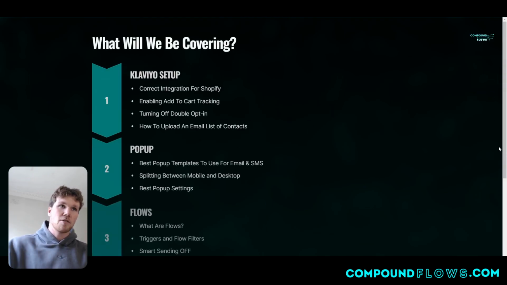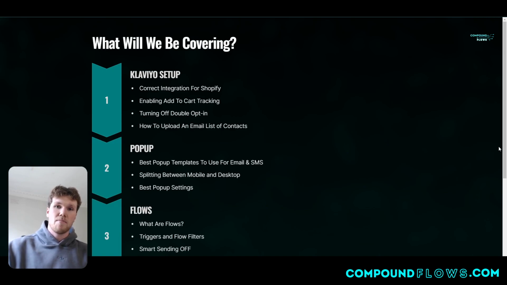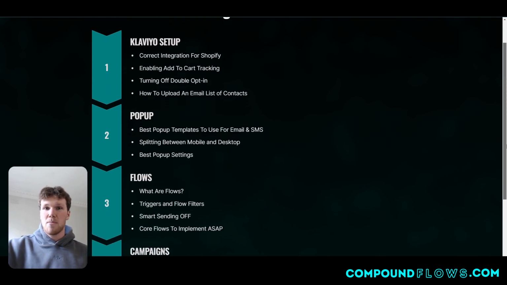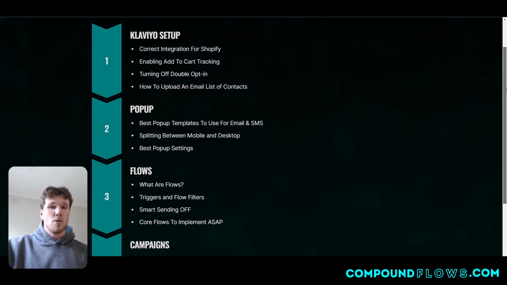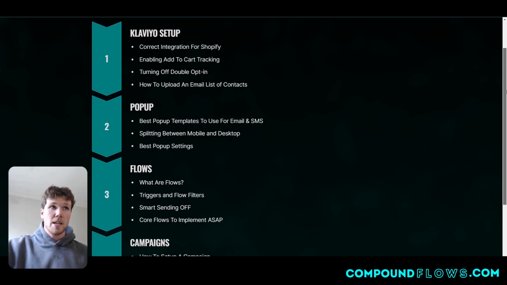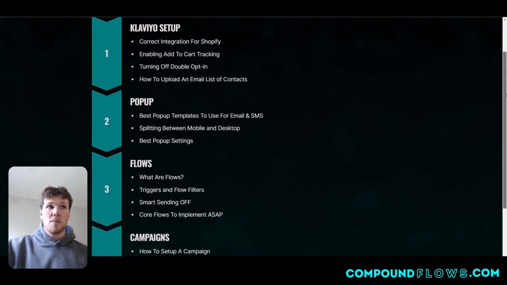What are we going to be covering? First off, just the basics like the Klaviyo setup, making sure everything is integrated with Shopify correctly. That's super important for obvious reasons. How to enable add to cart tracking. That's going to enable you to actually build out the abandoned cart flow. It's super important again. How to turn off double opt-in when people actually sign up.